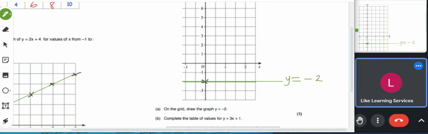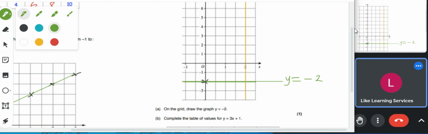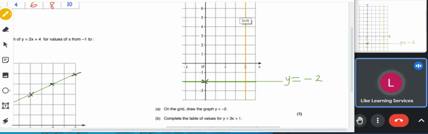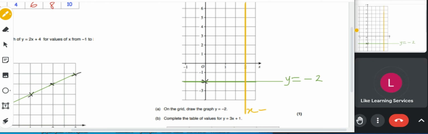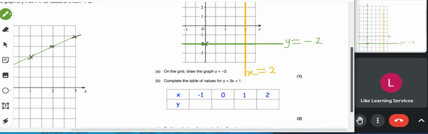Good. Beautiful. Because x equal to 2 is here. This is 2 for x. So this line represents that. That's the line of x equal to 2. And this one is y equal to minus 2. Alright, go ahead and complete the table so that we can plot this other one.